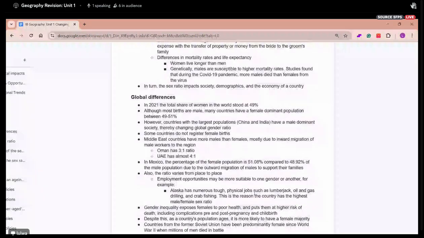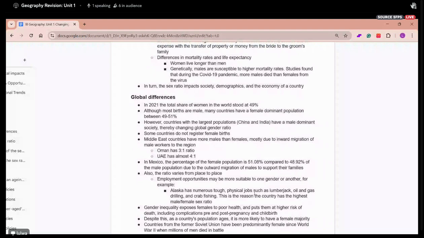So in 2021, the total share of women in the world stood at 49%. However, countries with the largest populations, such as China and India, have a male dominant society. Some countries do not register female births, so this comes down to a lot of traditional issues with countries preferring men over women, like boys over girls. So Middle Eastern countries have more men than women, mostly due to inward migration of male workers to the region.